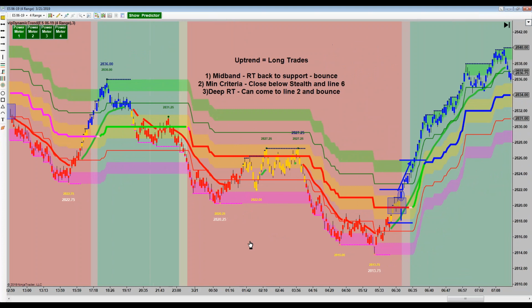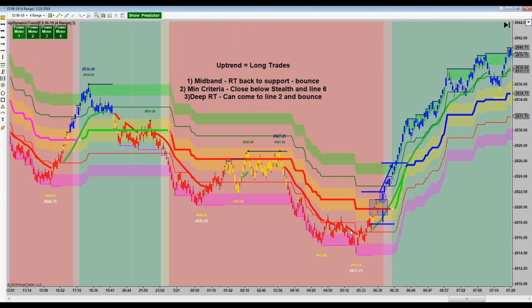Okay, all right. So in this case here, what we did was, if you notice, and normally we have a looser trail, but we got bipped out of this trade right up here.